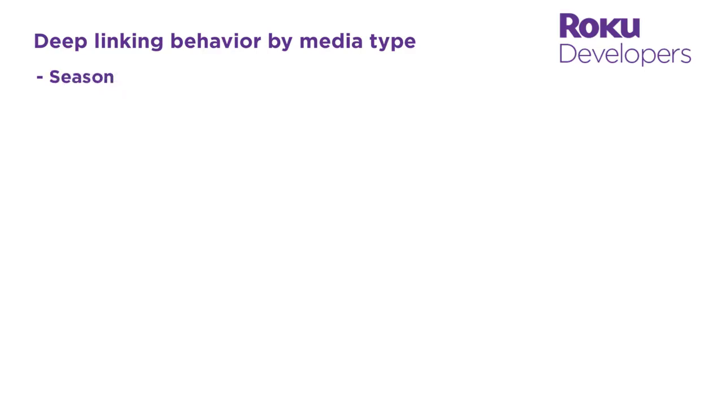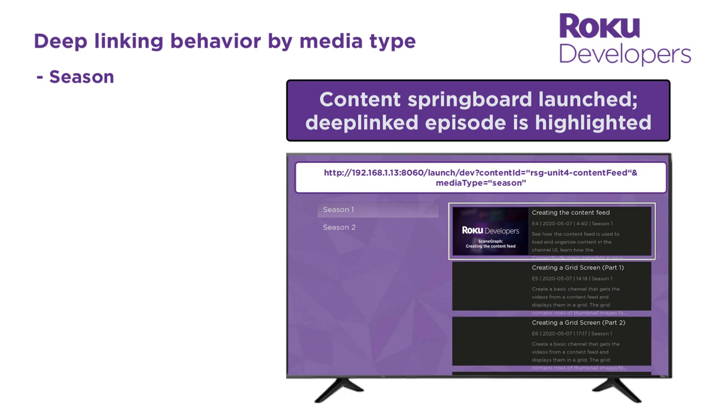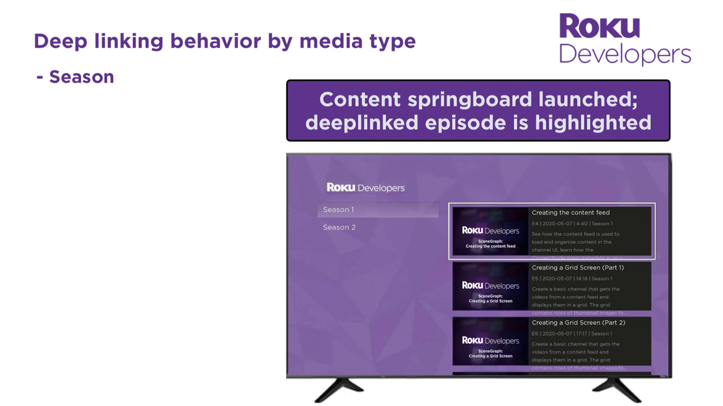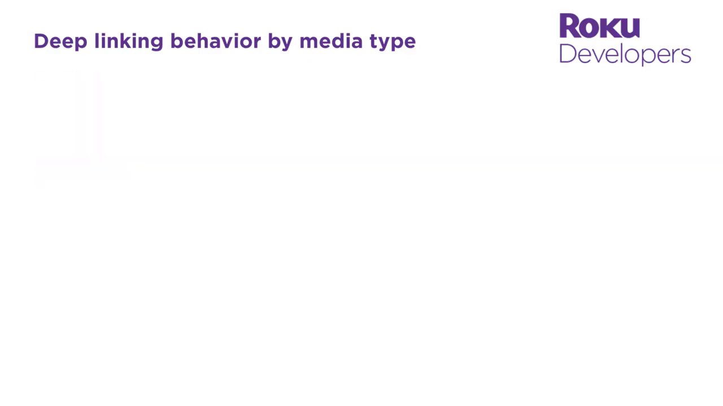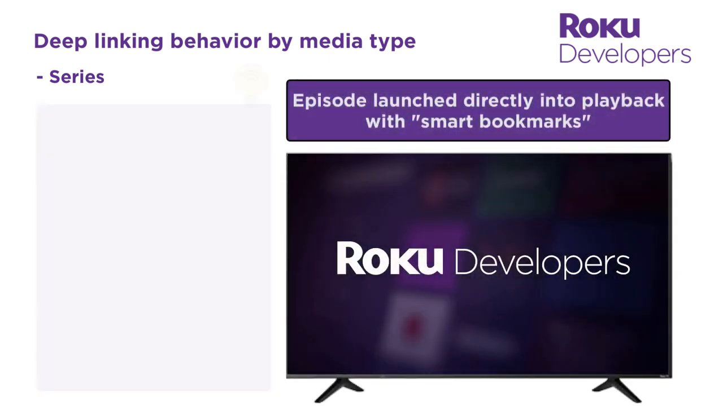If the season media type is passed into the deep link, the channel launches a content springboard that displays episodes organized by season. The episode corresponding to the content specified in the deep link is highlighted. The season media type is typically sent in deep links from Roku Search and Roku home screen banner ads. For the series media type, the deep link launches the most appropriate episode into direct playback using smart bookmarks.